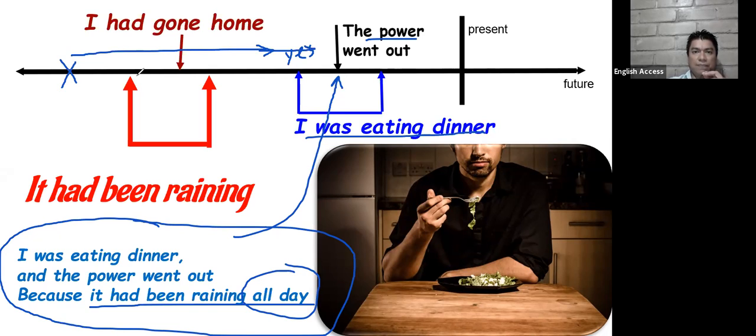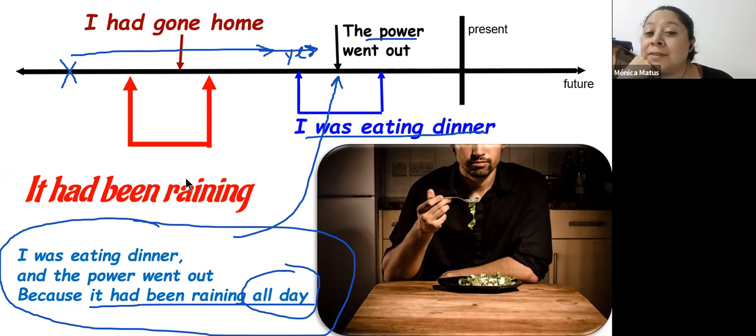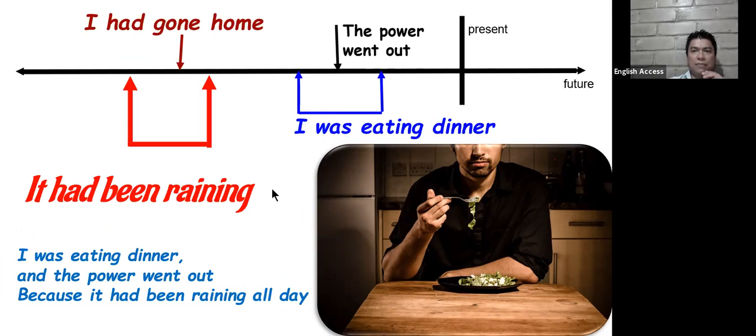Is that understandable? Is the example okay? Yesterday was raining all day, but in the past it had been raining all day. At the time we were doing something else. Would you like to see another example?